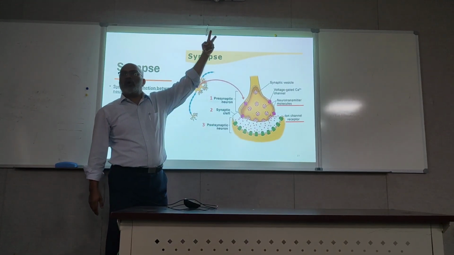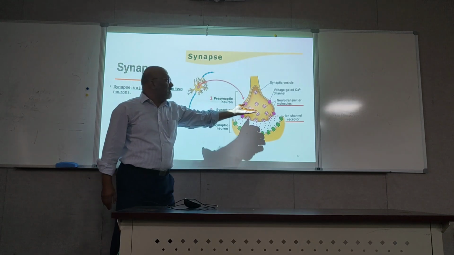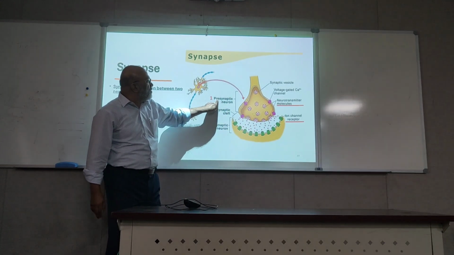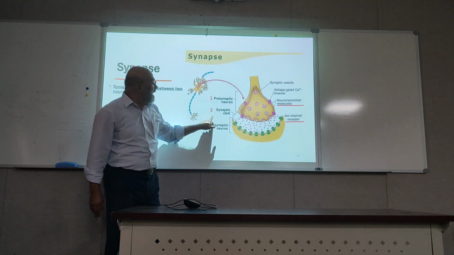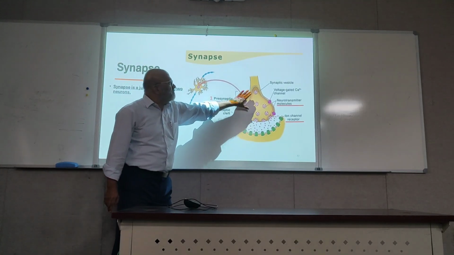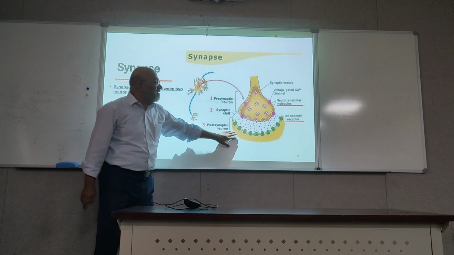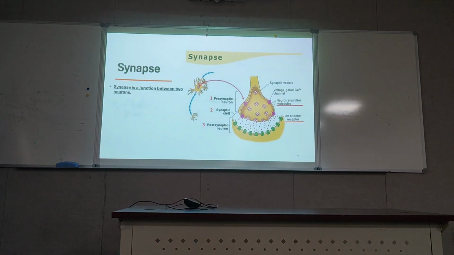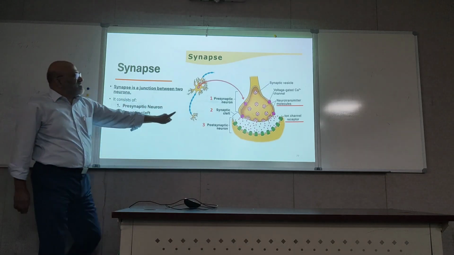My dears, we have got a structure which has got two neurons. One before and one after. For the before, we have the word pre. For the after, we have the word post. So this is made up of presynaptic neuron and postsynaptic neuron. I will display it and then I come back.